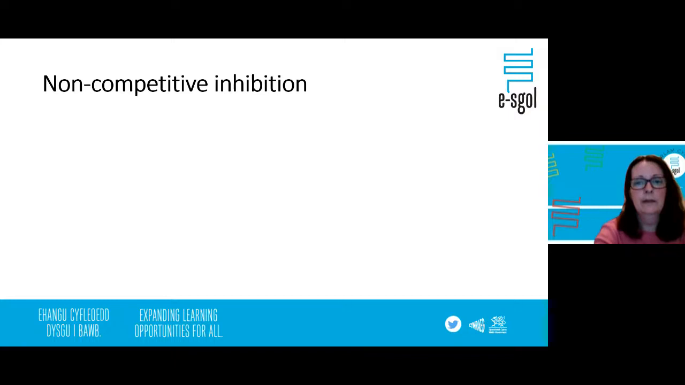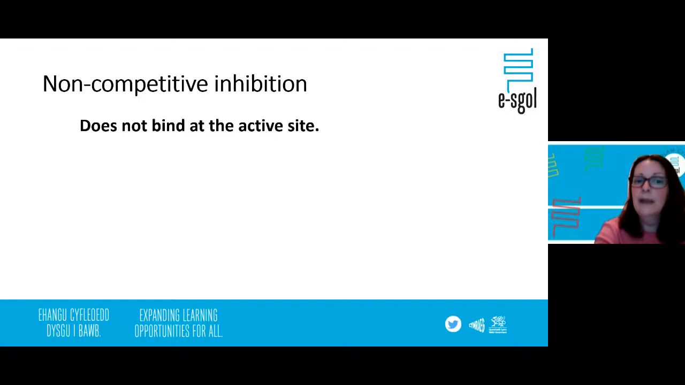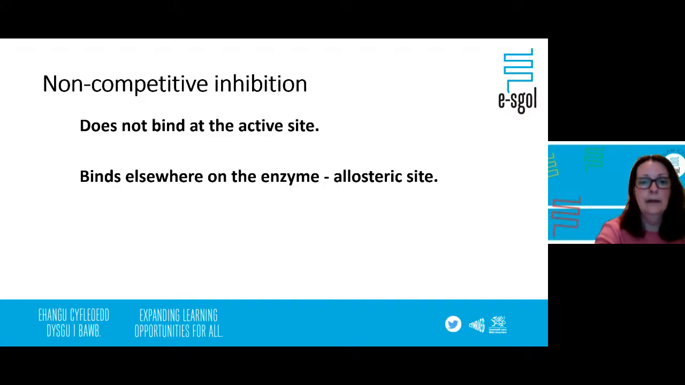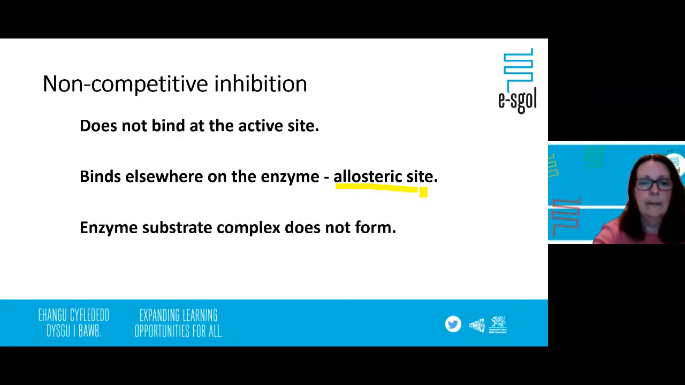There are non-competitive inhibitors, and as the name suggests, these molecules don't compete for the active site, so they don't bind at the active site, but they do bind somewhere else on the enzyme, and that prevents the reaction from taking place. That is called an allosteric site. That means that the enzyme substrate complex does not form.